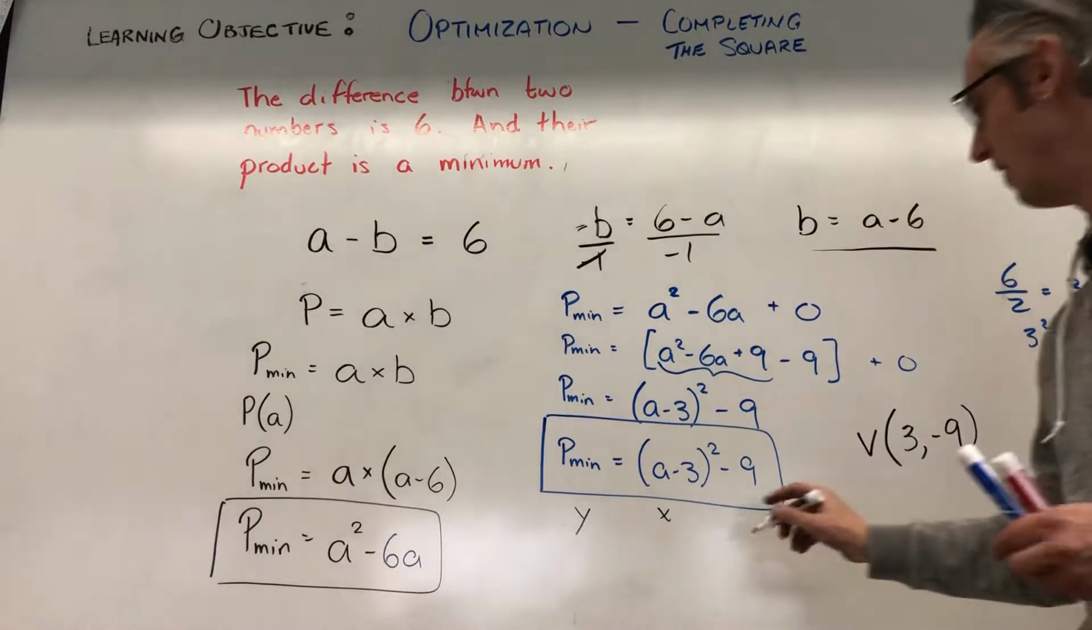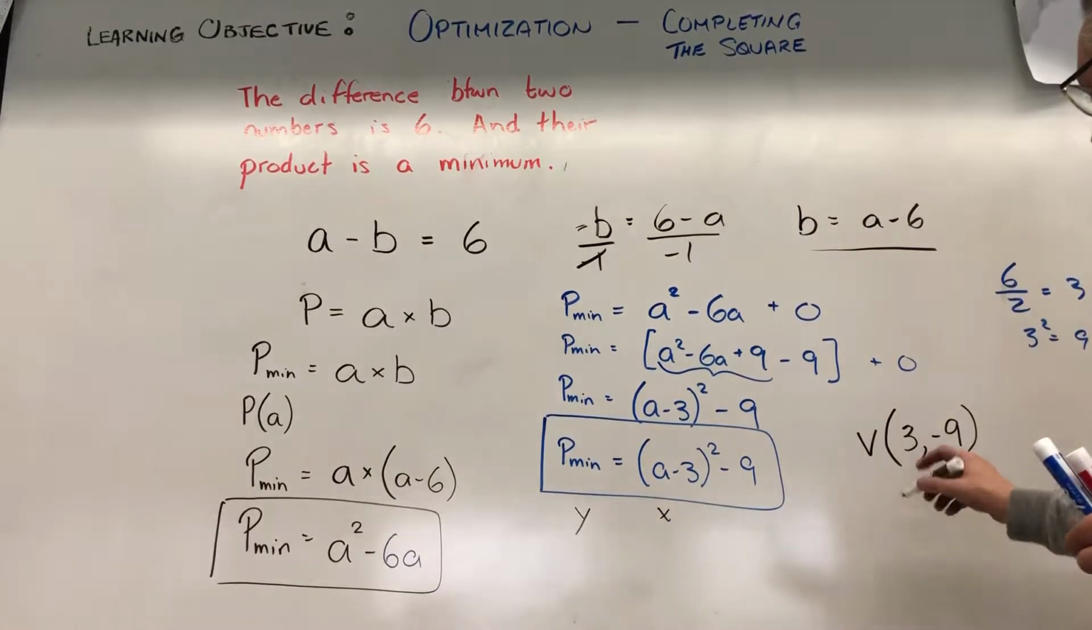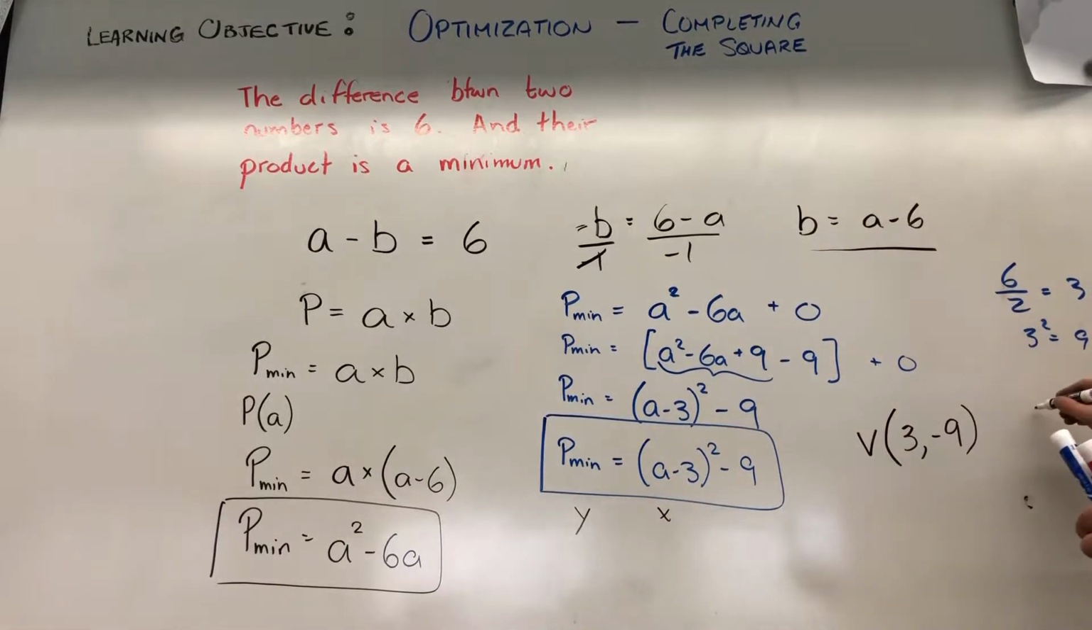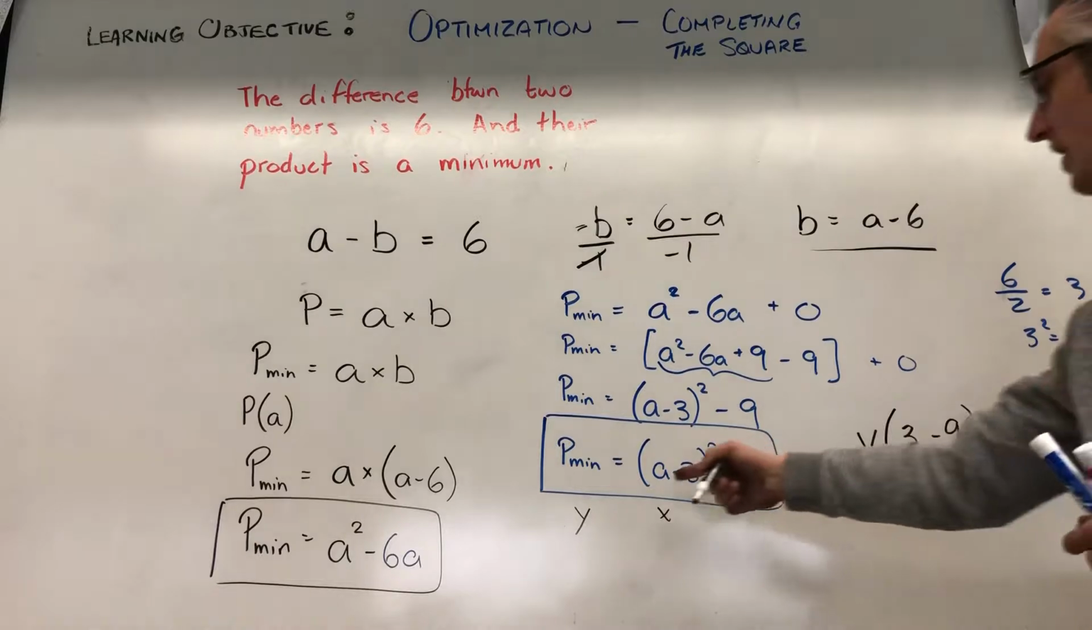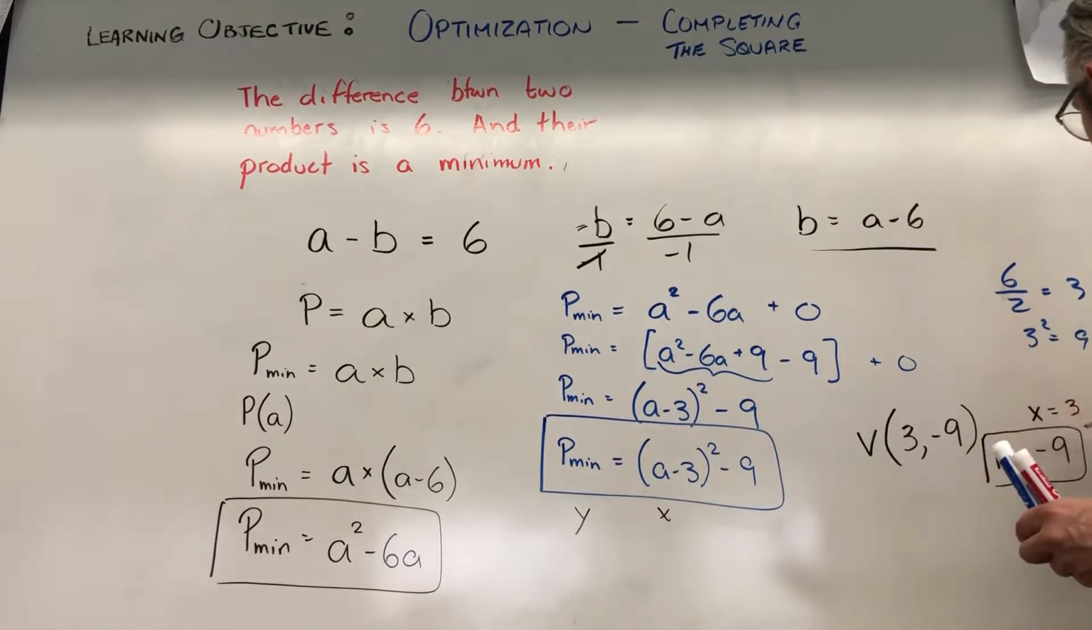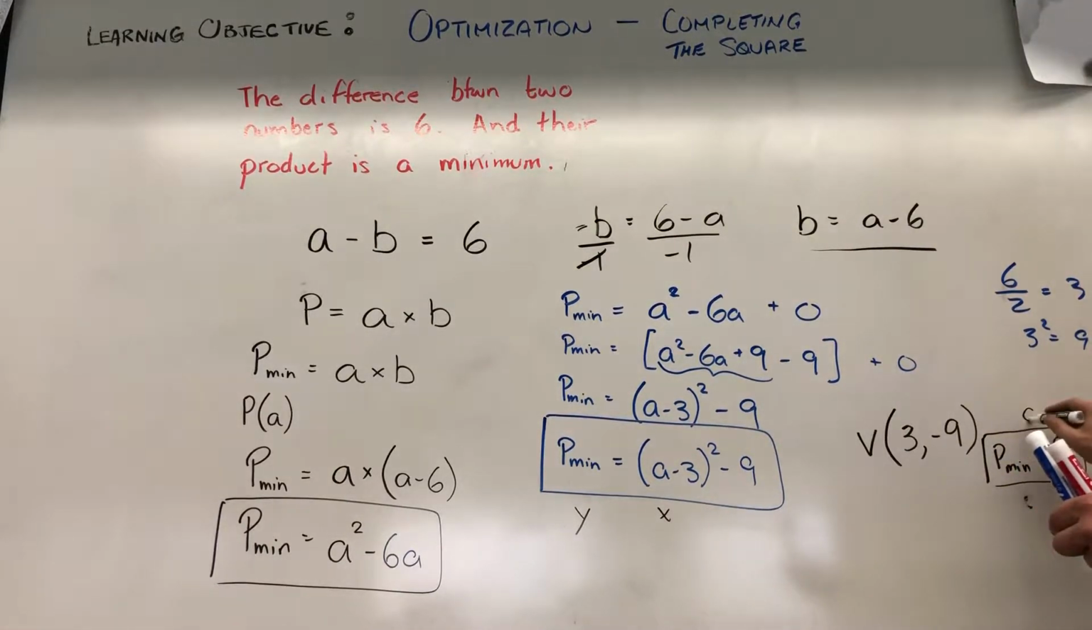So that tells me that I have a minimum when x is equal to 3, and that minimum is negative 9. This is my minimum product. P min is negative 9. And it happens when a, which is my x, is equal to 3. So I can change that to a is equal to 3.